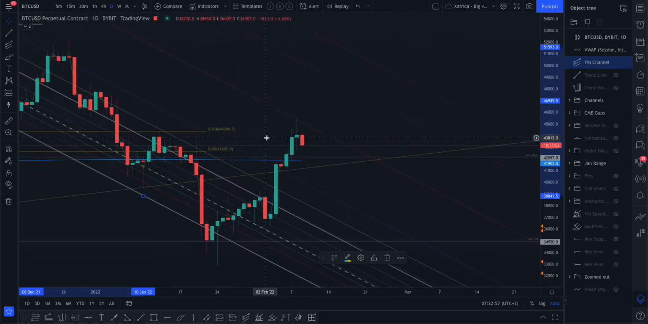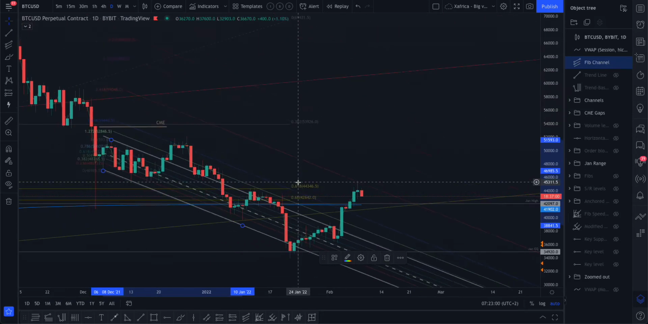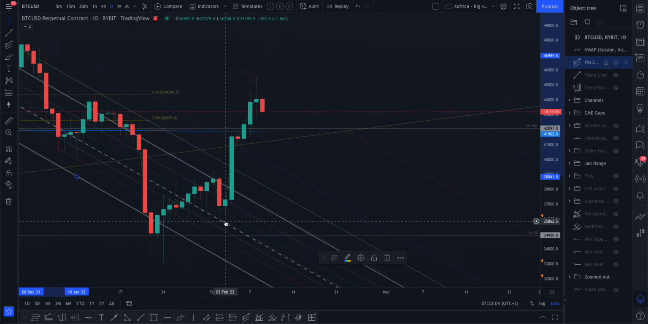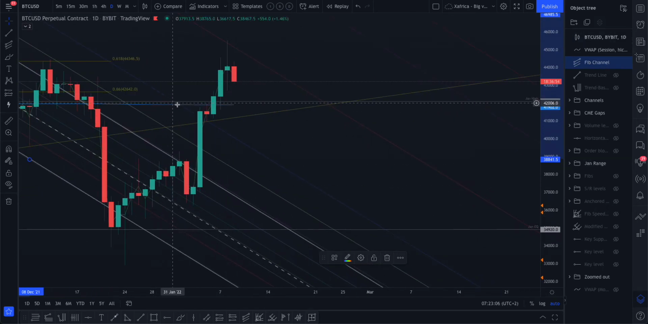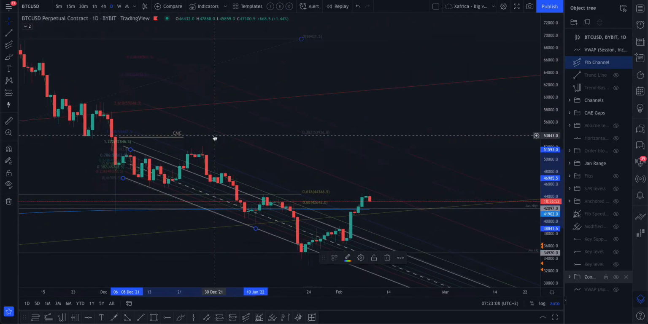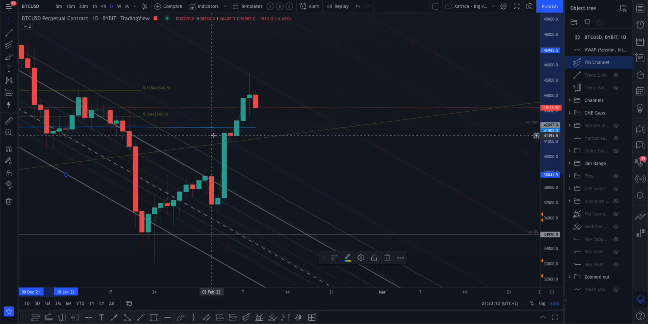Then I'm going to zoom in. So we didn't have this level here, except for we had this pitchfork, and then we had this was that the 1.618? Yes, the 1.618 of the FIB channel. Perfect confluence there. So it went through there, it came back, retested the pitchfork and the FIB channel 1.618. Then it went up.